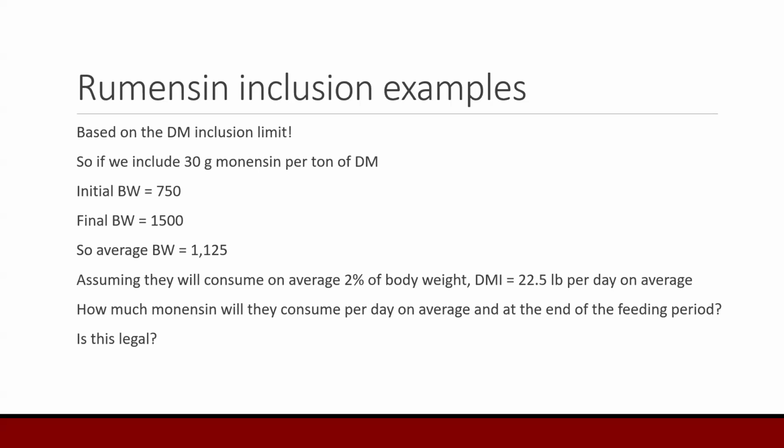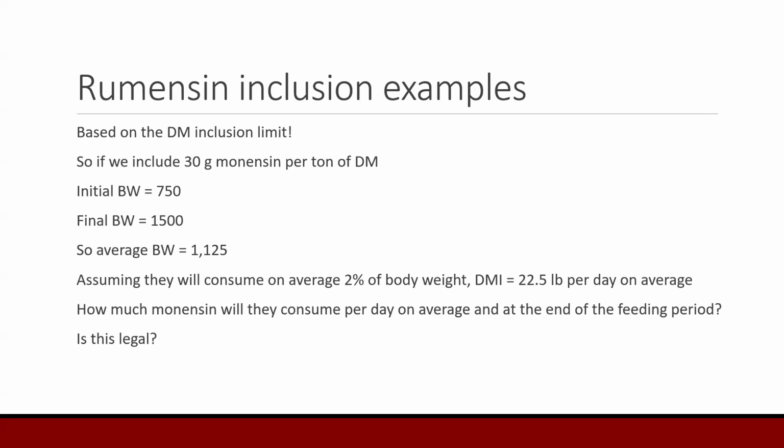Times 1,000. Okay, so 15 milligrams per pound times 22.5 is 337.5. It's like I went before and made sure that it would work out. Okay. So if we feed 30 grams of Rumensin per ton of dry matter, on average, we'll be feeding 337 milligrams of Rumensin per day. Okay. So on average, we're legal.